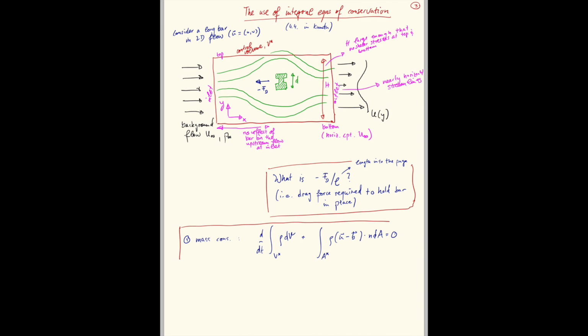We can simplify this quite substantially, since this is a steady flow field and we have a control volume at rest. So that means steady flow, d by dt is 0, so this whole term is 0. And the control volume is also at rest, so b is 0.